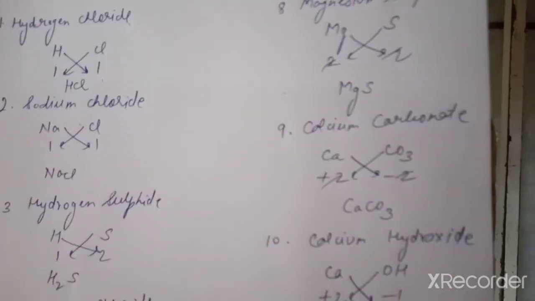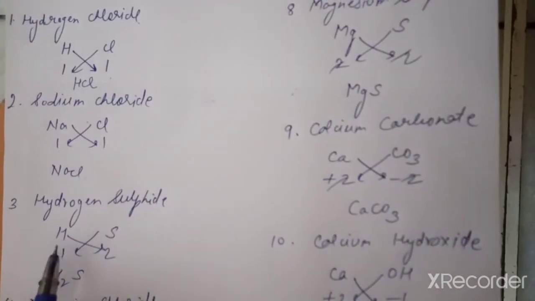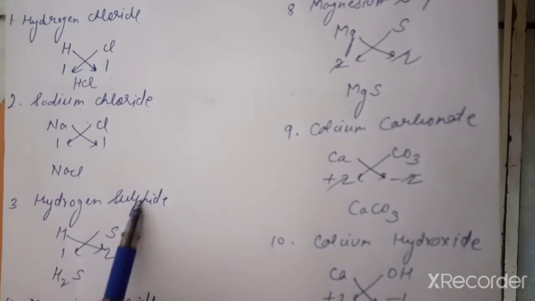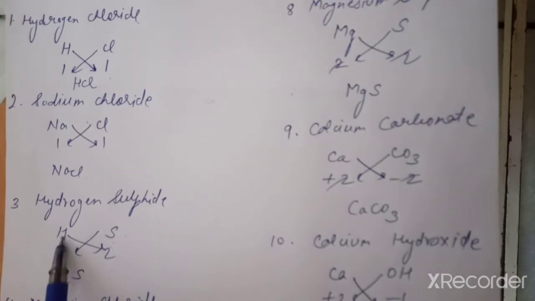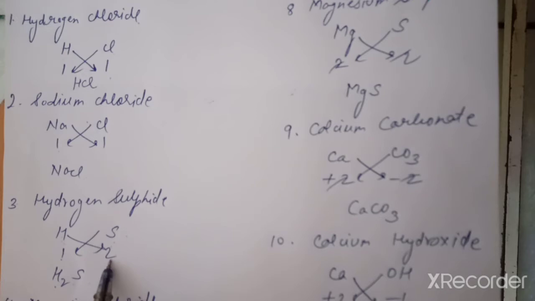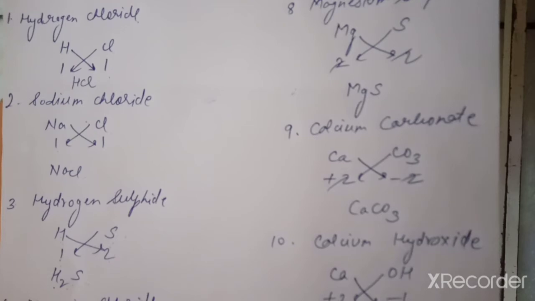Next is hydrogen sulfide. The symbol of hydrogen is H, and sulfide is S. So below we will write the valency, that is 1 for the hydrogen and 2 for the sulfide. So on the crisscross method you will be getting H2S. Below H we will be writing the valency of the S, that is 2, and below this S we will be writing the valency of the hydrogen, that is 1. So you will be getting H2S.